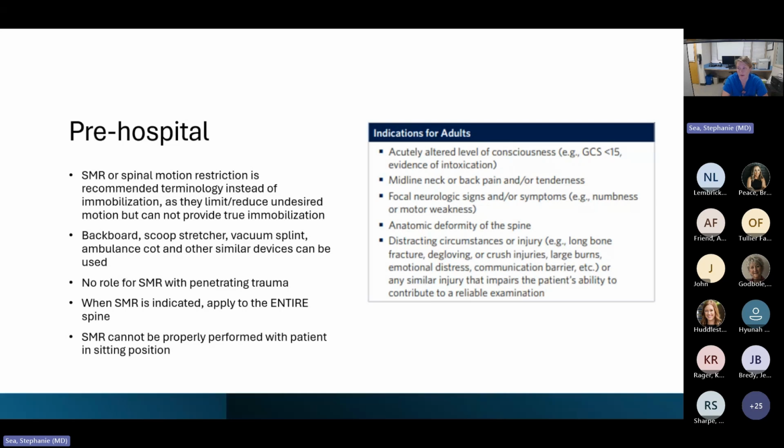If they have actual midline neck or back pain, if they have focal neurologic signs, if they're seeing an anatomic deformity of the spine, and of course, any distracting injury. So, their femur hanging out of their leg is clearly going to distract them, and they're not going to be able to tell you that I have a pain in my neck. They may, but it's often common that they can miss that. So that's why pre-hospital, we're really encouraging to put on those extrication collars and backboards to get them here safely.